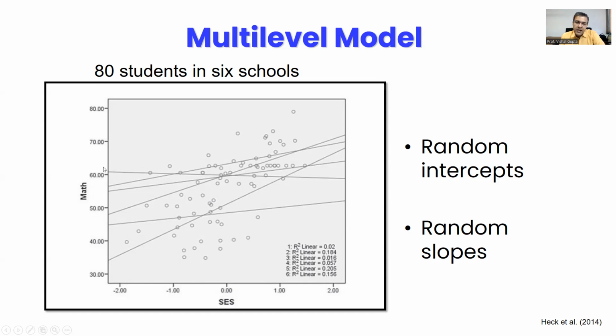There must be something happening at the school level, that some schools have a very small mean, some schools have a high mean. And then there are random slopes also. That means there should be something at the school level, that some schools show a steep rise in math score, whereas some schools are actually showing a decline in math performance as socioeconomic status increases.